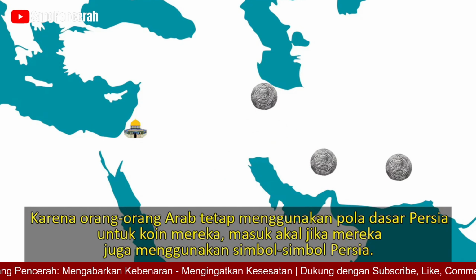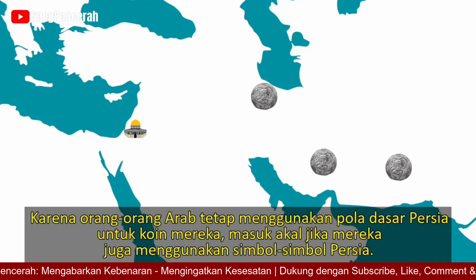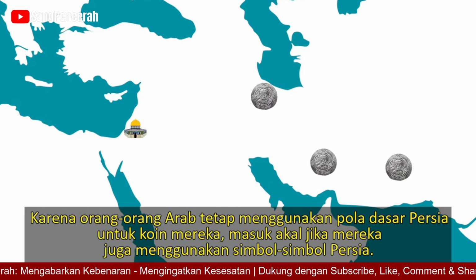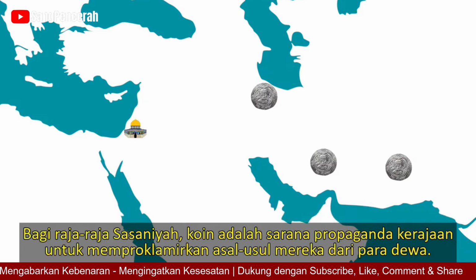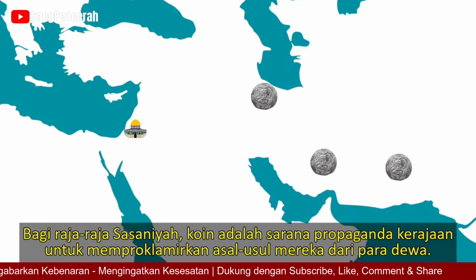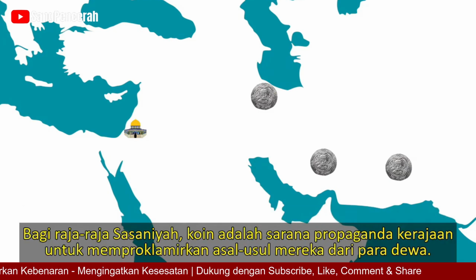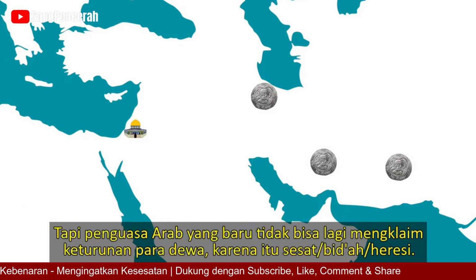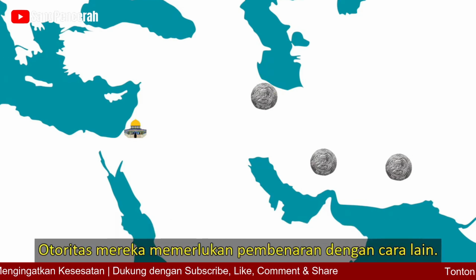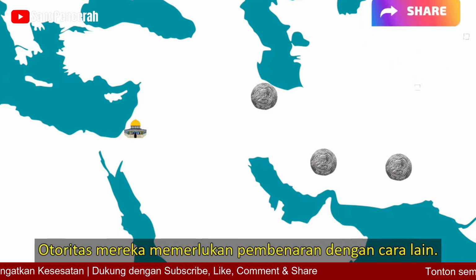Since the Arabs continued to use Persian archetypes for their coins, it stands to reason that they also used Persian symbolism. For the Sasanian kings, coins were a means of royal propaganda through which they proclaimed their heritage from the gods. But the new Arab rulers could no longer claim to be descendants of the gods. That would have been heretical for them. Their authority therefore had to be justified in another way.